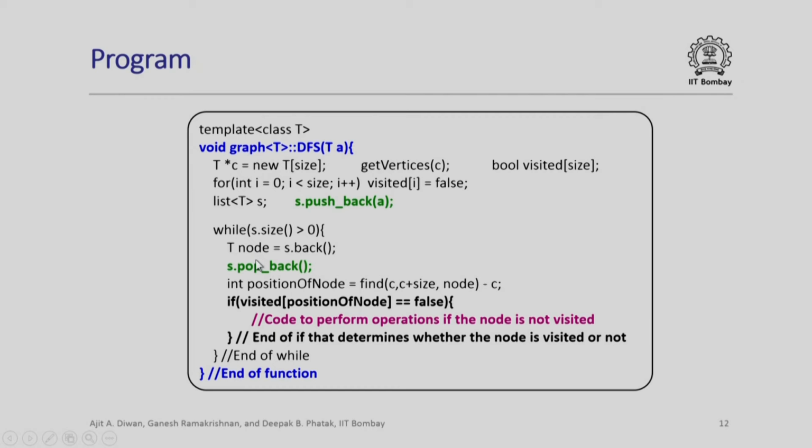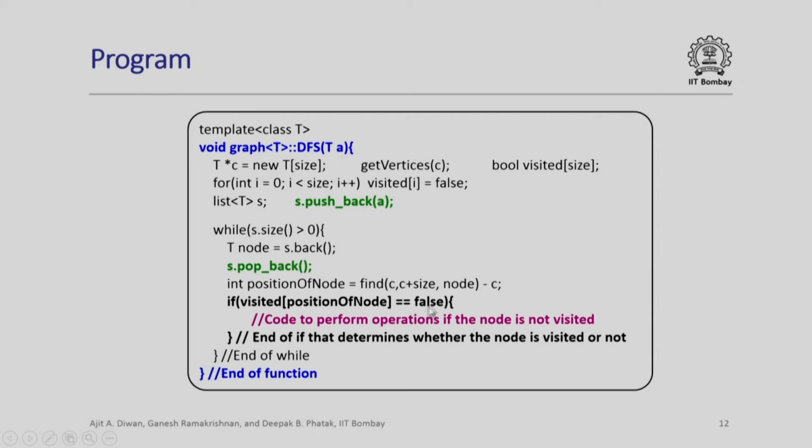However, we need to first check where this particular node is. Now this is done by saying position of the node, and we have to find that position. Now this position will be in that array that we have from start to finish somewhere else. Starting point is C, end point is C plus size, and node is what we are trying to find. Now this minus C will actually give me the location differential from the starting point for the node that I am looking at. I will check if the position of the node in the visited array indicates a false.